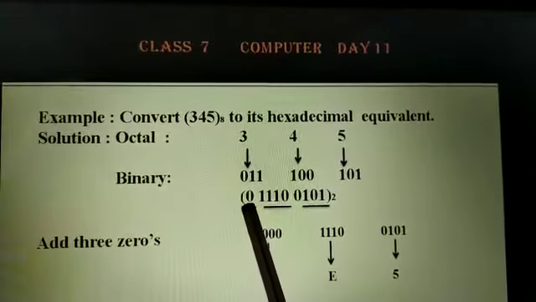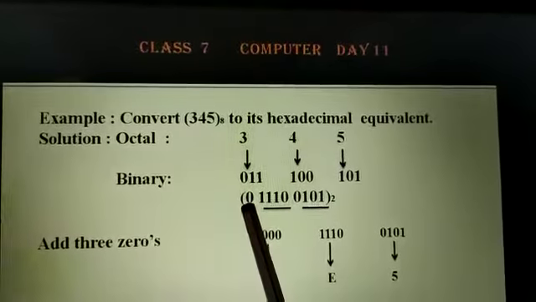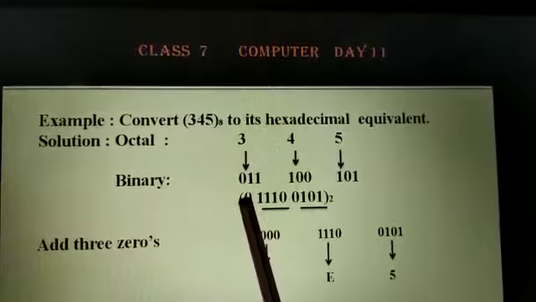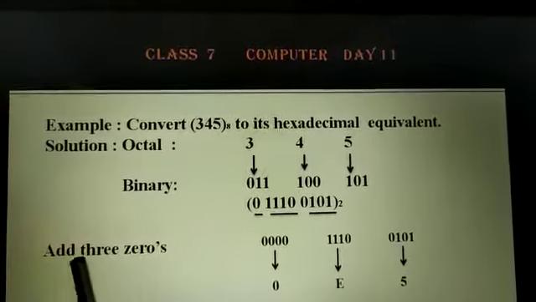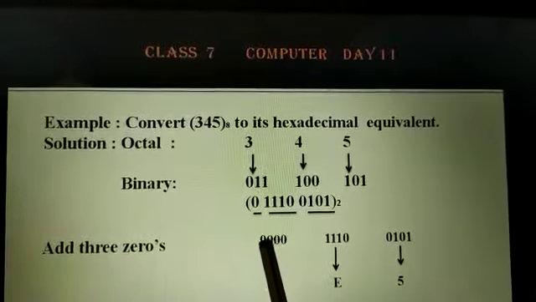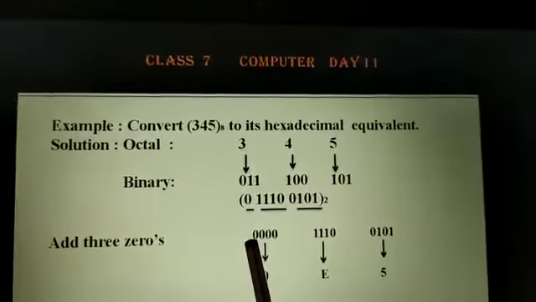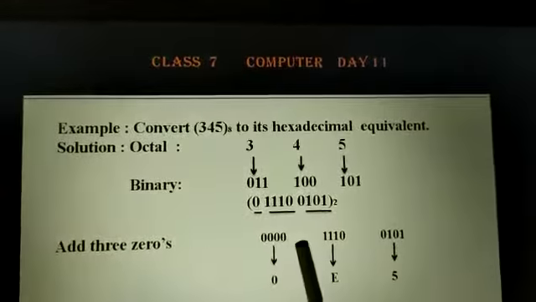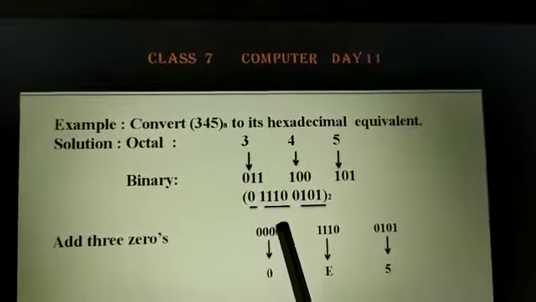So if you want to form a group of 4 bits, what can be done? Add 3 zeros. This group was already having 1 digit, so on the left side we can add 3 zeros, and since it will not change the value, now what has to be done?